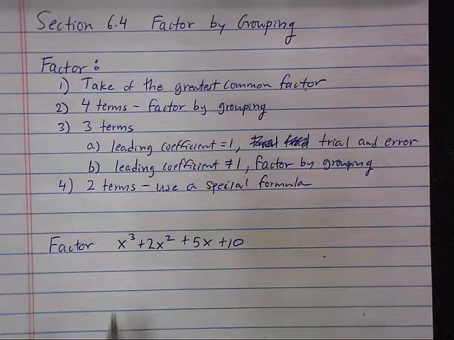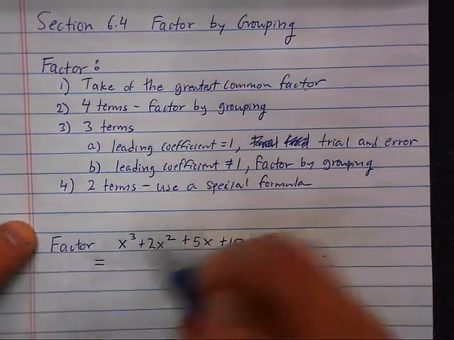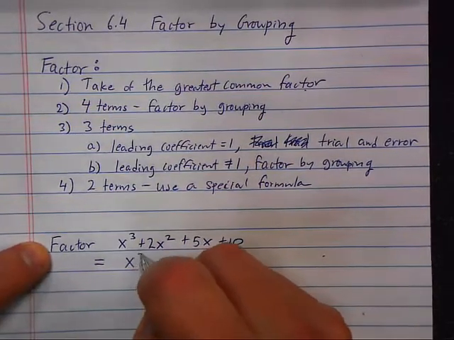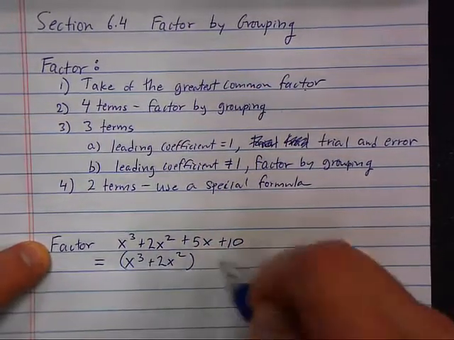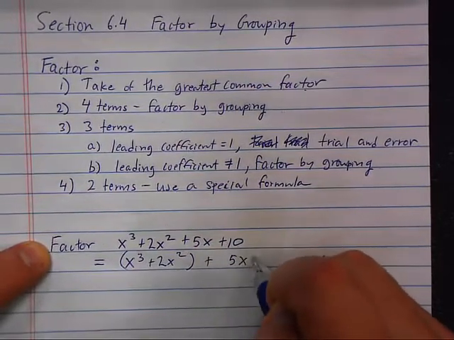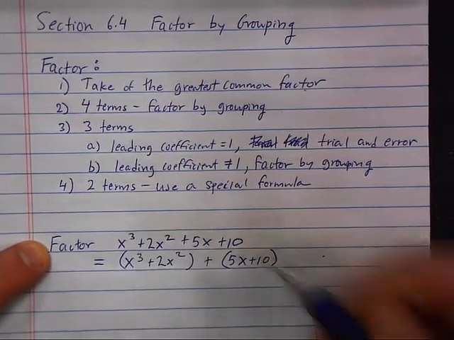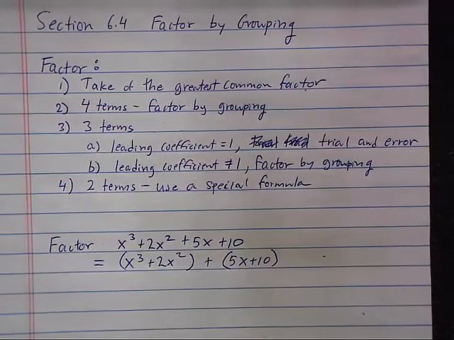The next thing we notice is, how many terms are there? There are 4 terms. So when you see 4 terms, you're going to do what's known as factor by grouping. And what that means is, you're going to group the first 2 together, and you're going to group the second 2 together. So you group them in pairs. That's why this is called factor by grouping. You group them in pairs.